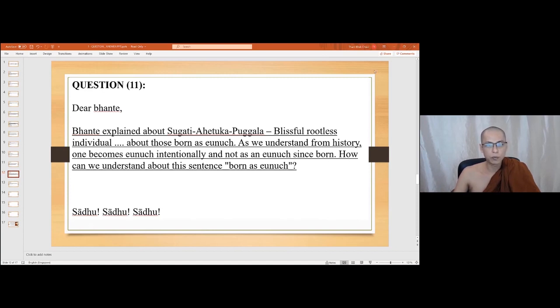But this is for the Abhidhamma. For the Abhidhamma, it does not change. From the side of the Vinaya, that change is also recognized. If a person changed in that way, he cannot be ordained as a monk. That is why from the side of the Vinaya, that change is accepted. And from the Abhidhamma, we cannot change the type of the being. Okay.